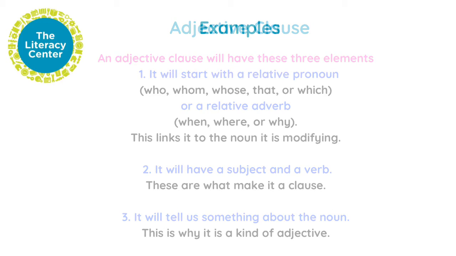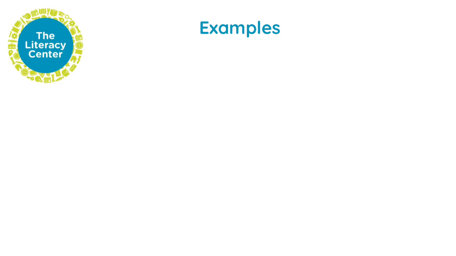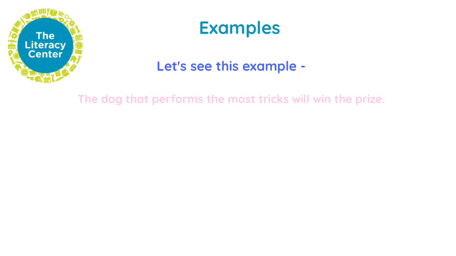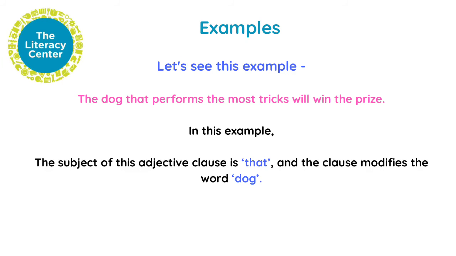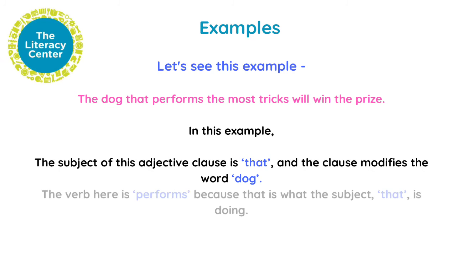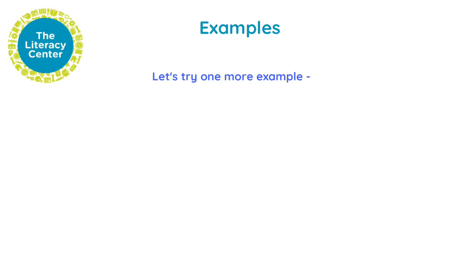So can we see some examples to understand this more? Let's see this one. This sentence here, the dog that performs the most tricks will win the prize. In this example, the subject of this adjective clause is that, and the clause modifies the word dog. The verb here is performs because that is what the subject that is doing.